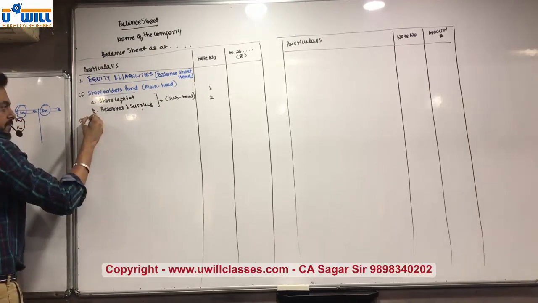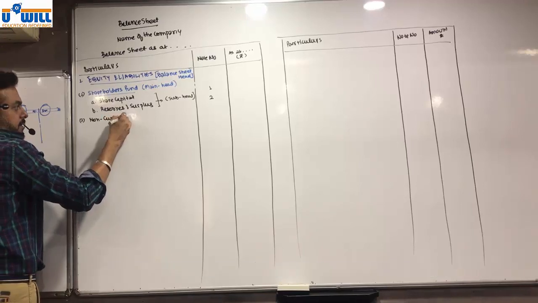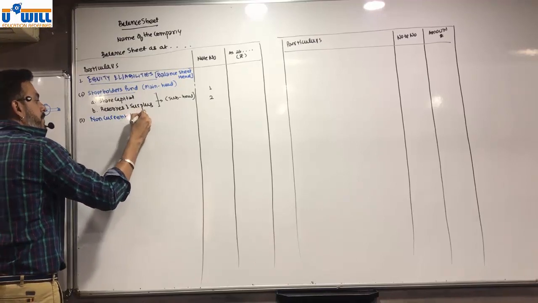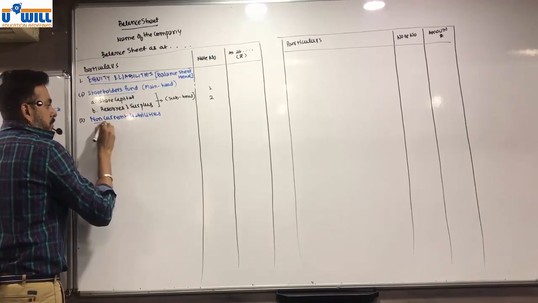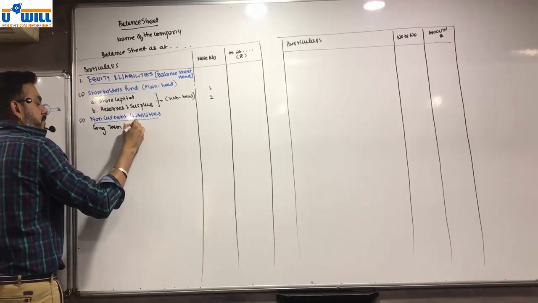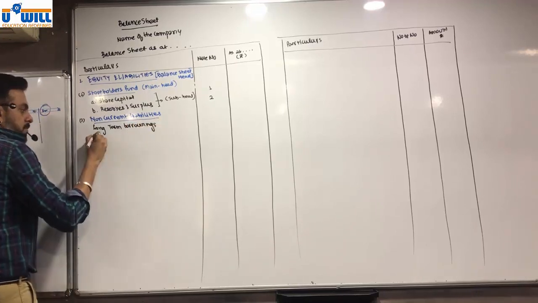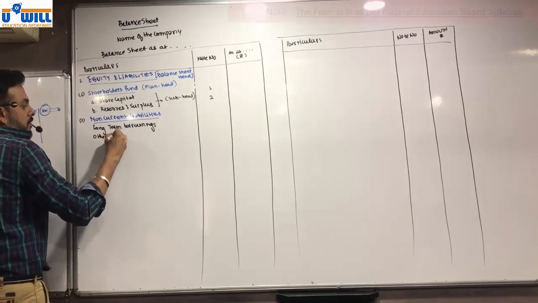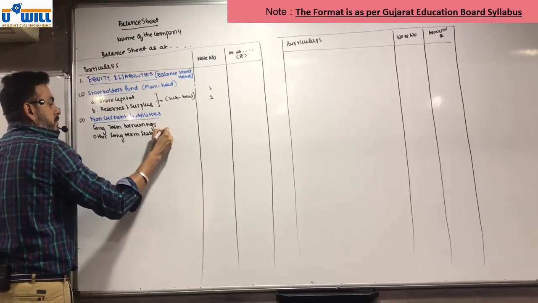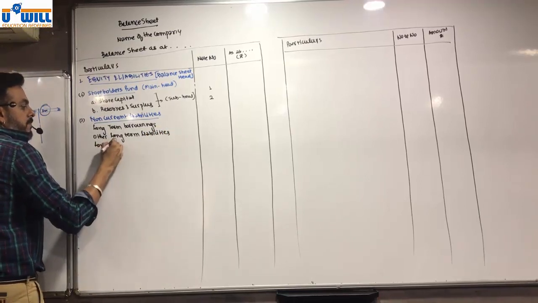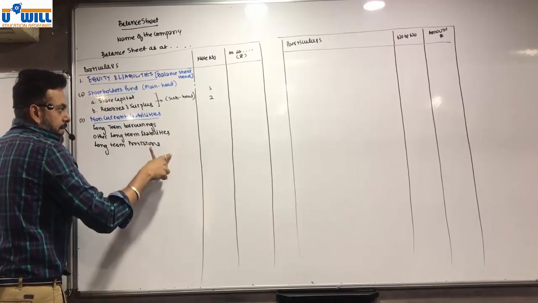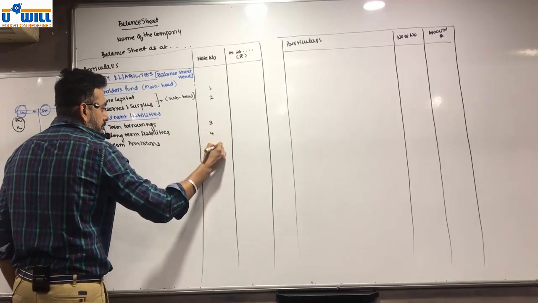Then we had long term, which is known as non-current liabilities. Non-current liabilities: इसमें long term borrowings, other long-term liabilities and long-term provisions. These are subhead. So we have 3, 4 and 5.